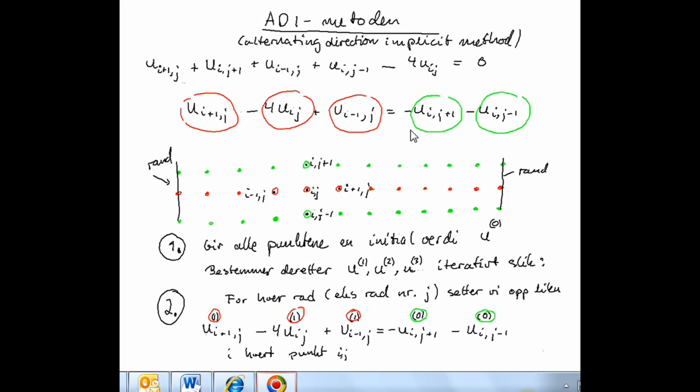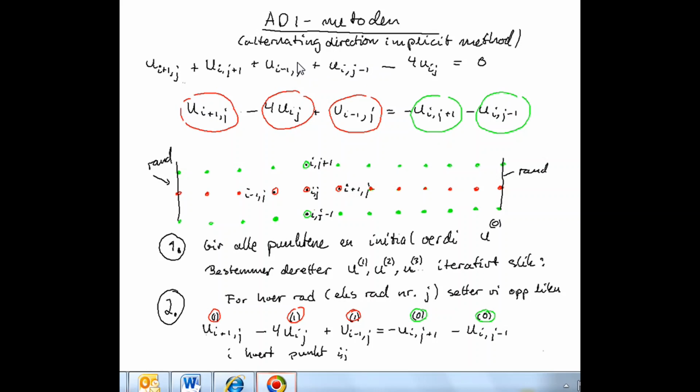Let us now turn to the so-called ADI method, alternating direction implicit method. We use the difference equation corresponding to the Laplace equation again, and we remember that it took this form. The method is as follows.